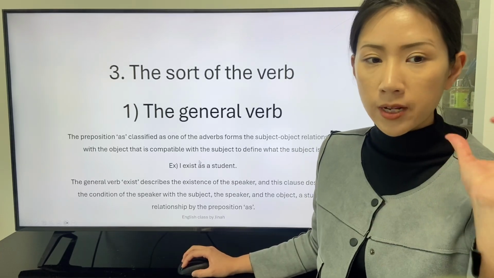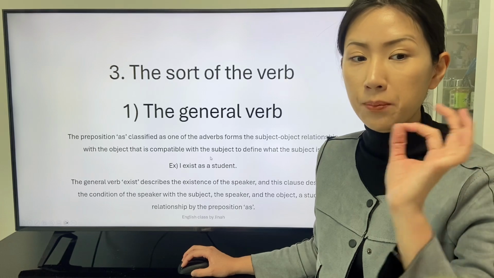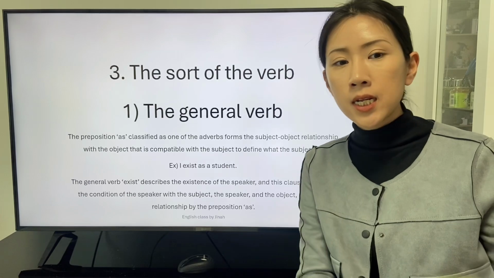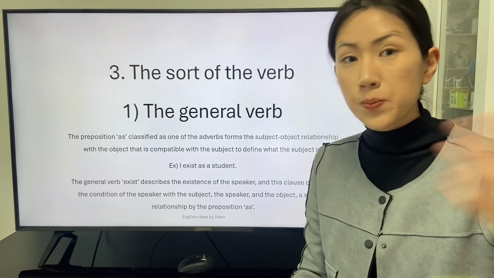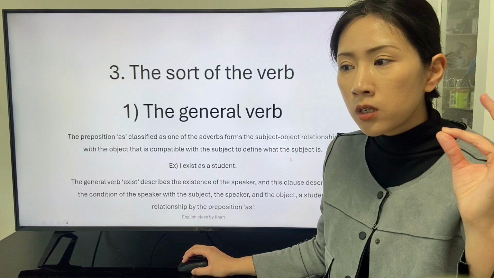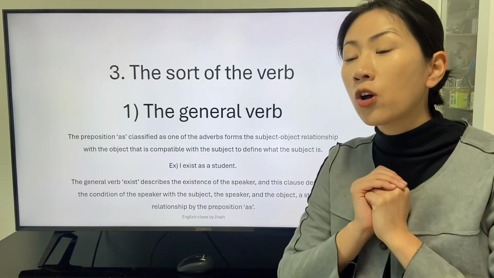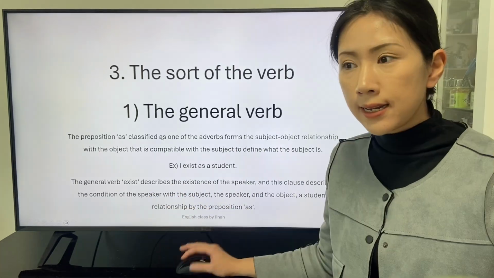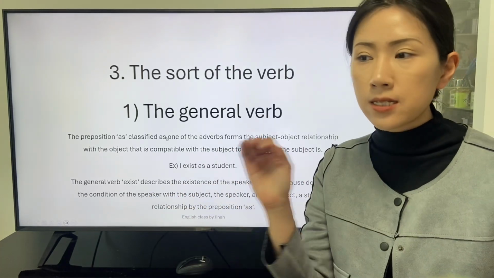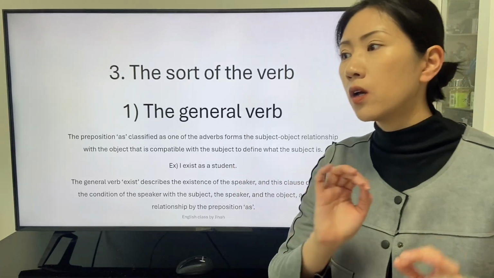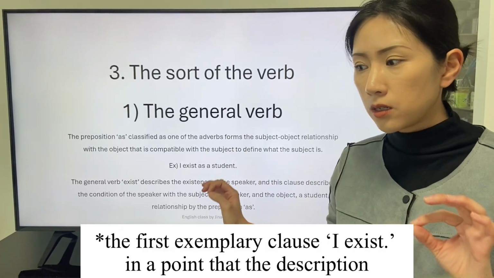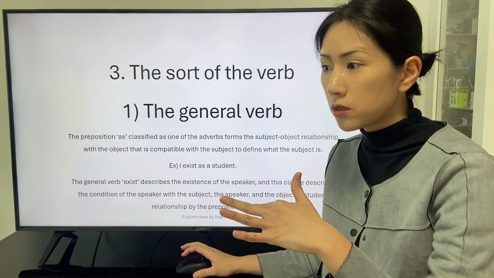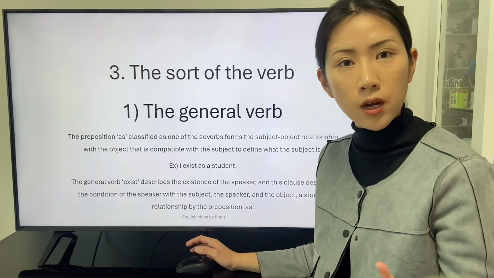The preposition as and the object of the preposition a student describe the subject, the speaker. So this clause describes a condition of a subject who is the speaker of this clause. In this clause, we have to notice that the definition of the general verb is the same as the description of the existence of the subject, right?